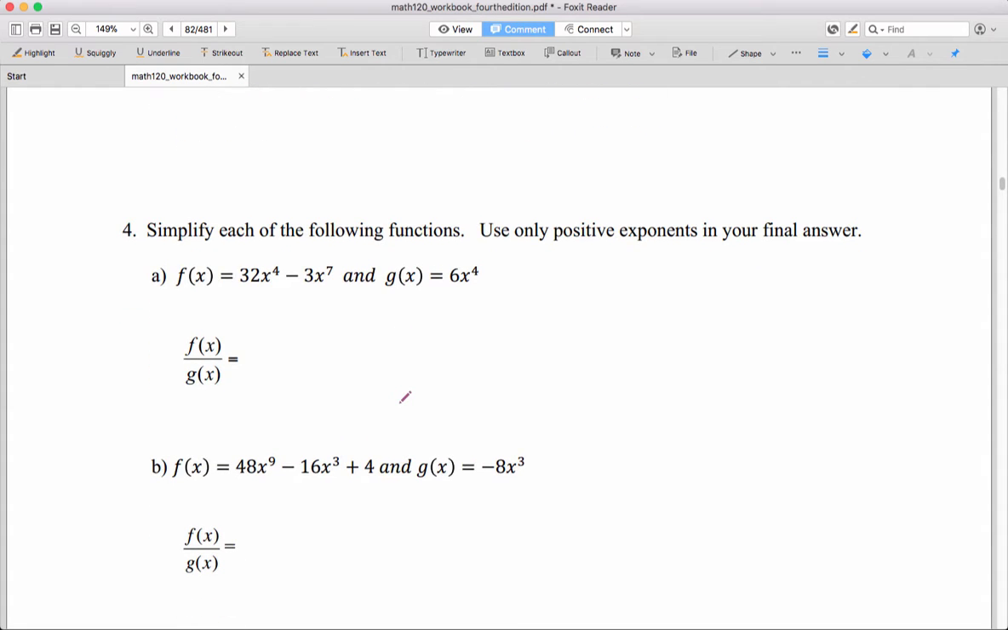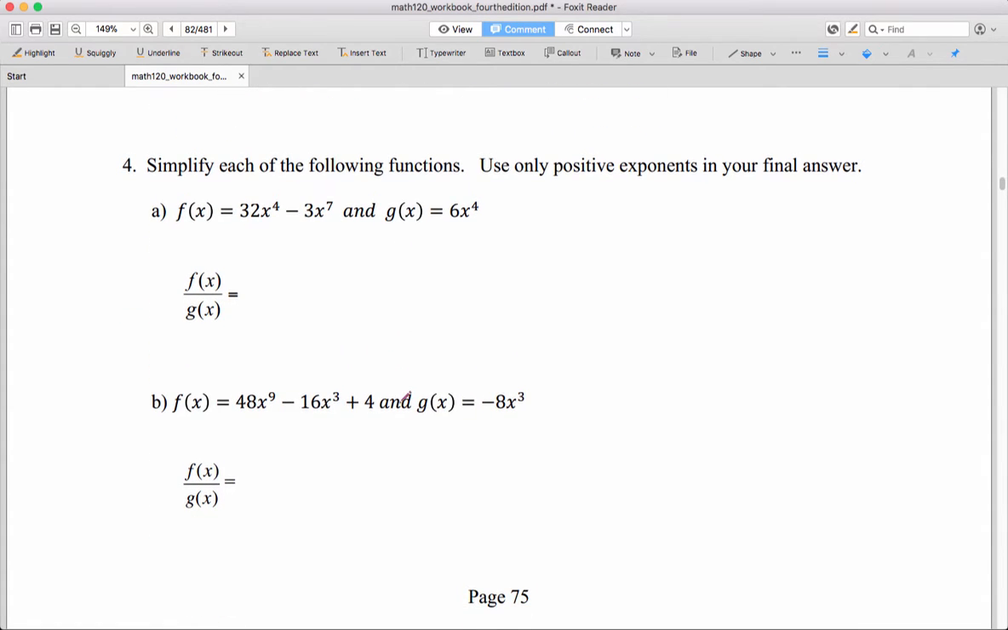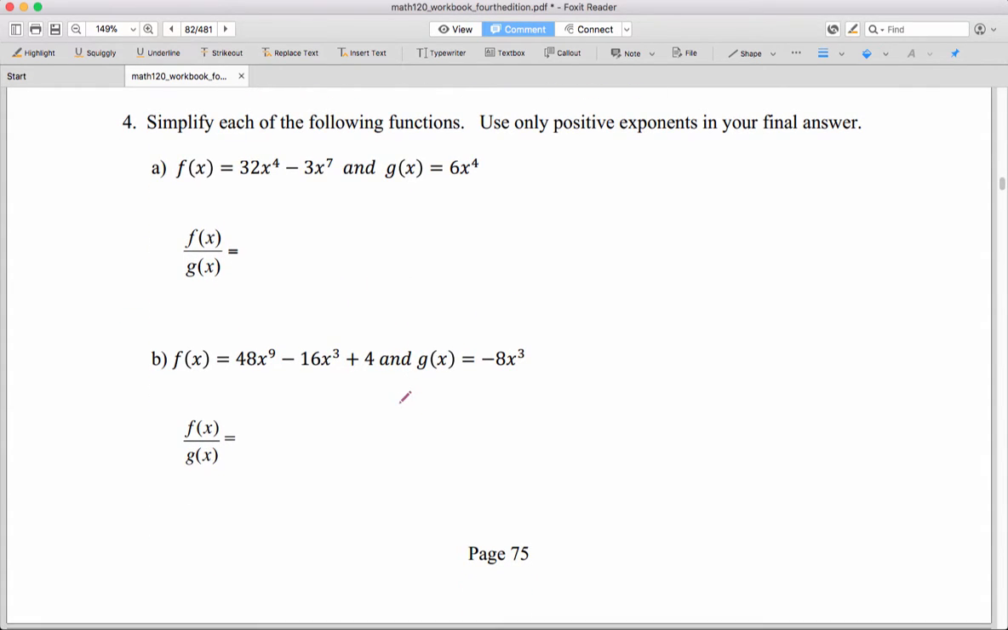Number 4, we have, again, two more of these style problems where we've got f of x divided by g of x. These look a little more similar to the worked problems from the section, but let's go ahead and get through them here. So f of x, which is given by this function right here, is 32x to the 4th minus 3x to the 7th, and our denominator here is 6x to the 4th.